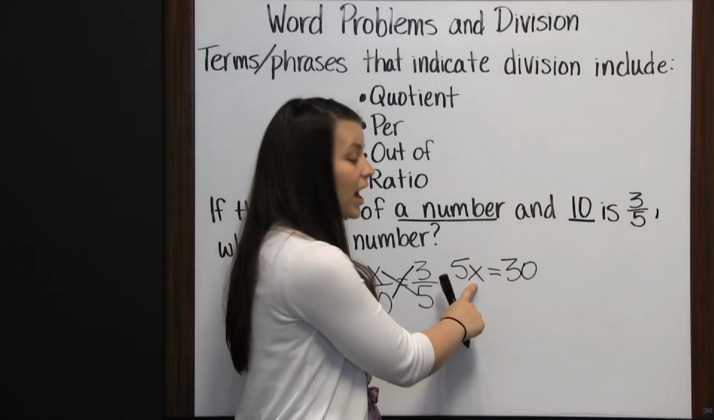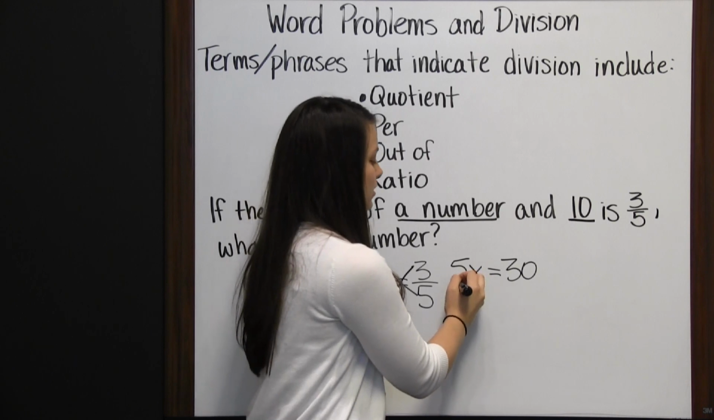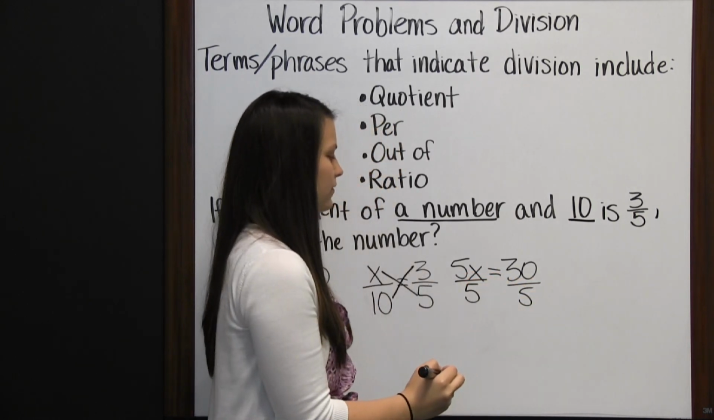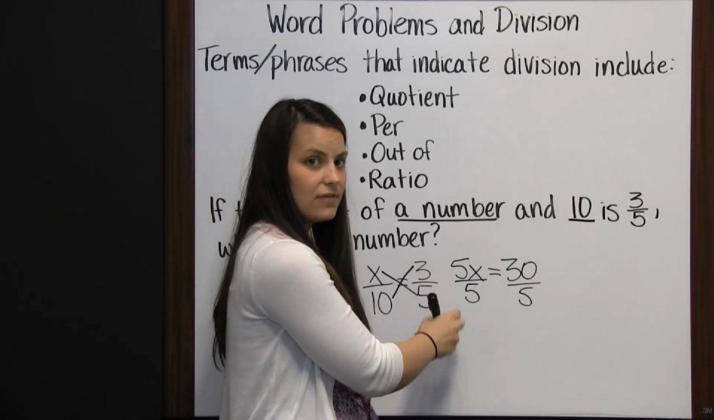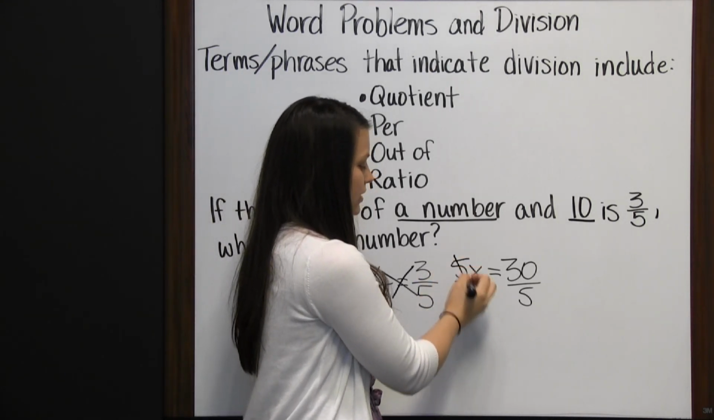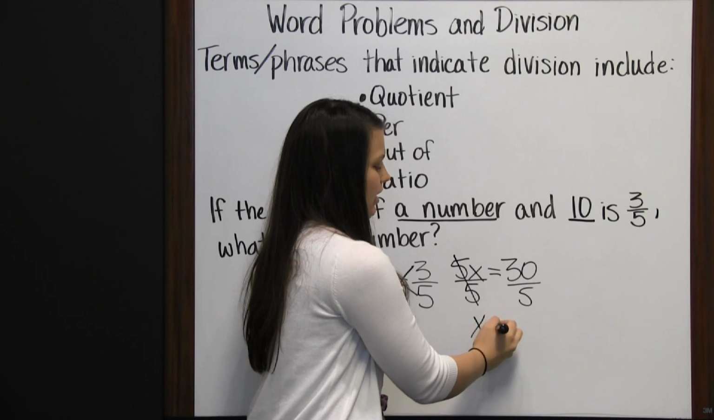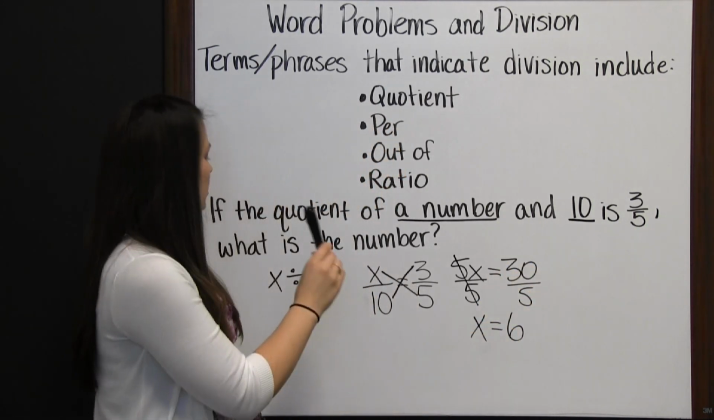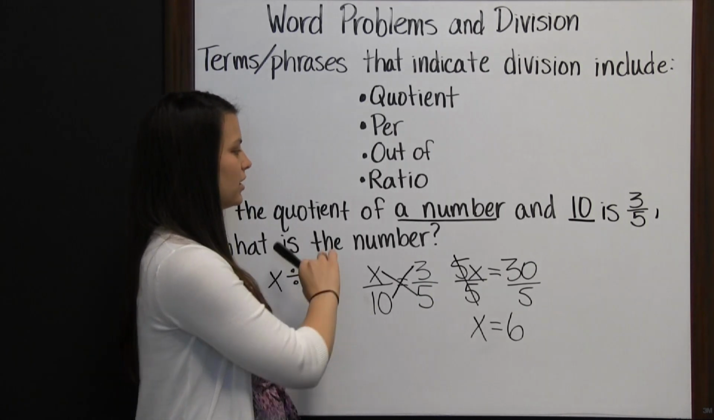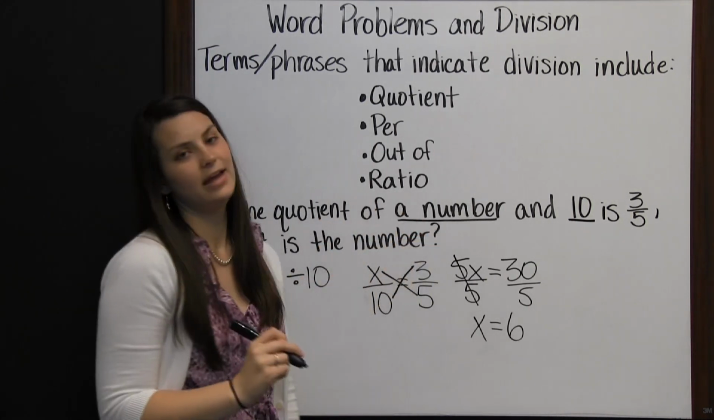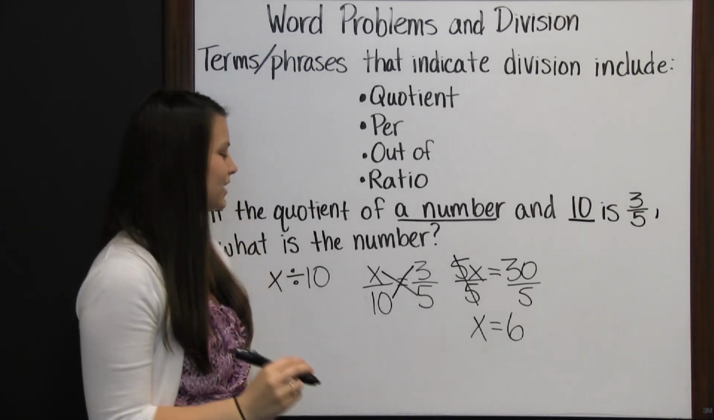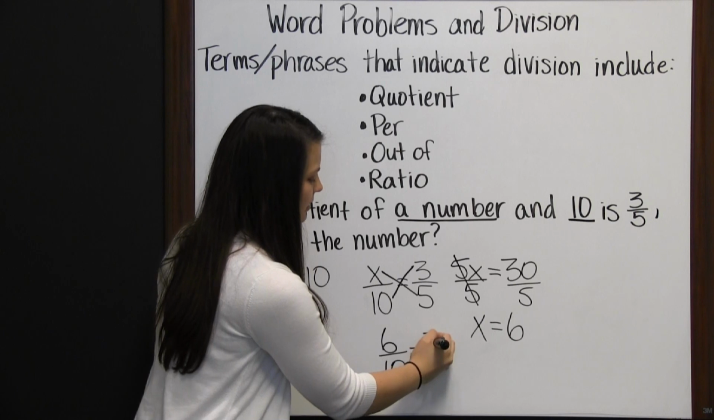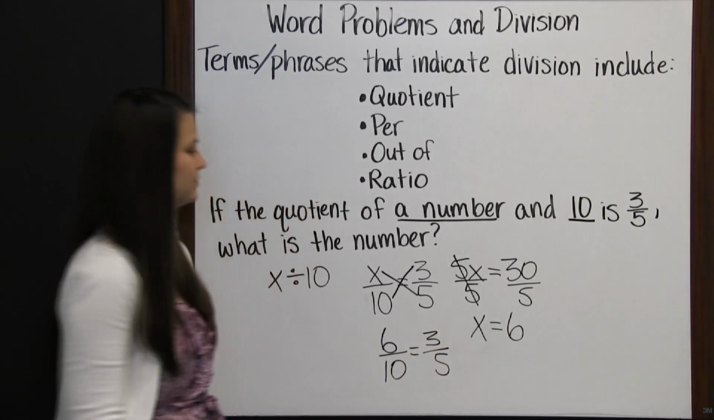This is 5 times x, and the opposite of multiplying is dividing. So we divide both sides by 5. 5 divided by 5 is 1. 1 times x is x, and that equals 30 divided by 5, which is 6. So the quotient of 6 and 10 is 3/5. And that's true. 6/10 does simplify to be 3/5.